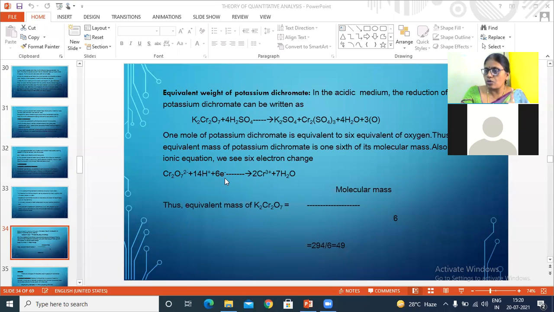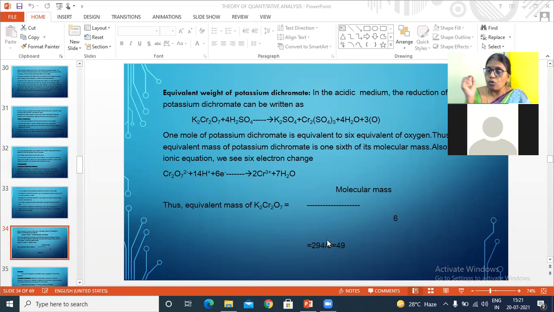In this, we have to use 6 electrons, so we have to divide the molecular mass by 6. So the equivalent weight of potassium dichromate is molecular mass by 6. The number of electrons used, or the difference in the oxidation state, is the number you should divide by when you want to find the equivalent mass of any substance in general. For dichromate, it uses 6 electrons, so we divide by 6. The molecular mass of potassium dichromate is 294, so 294 by 6 is 49.